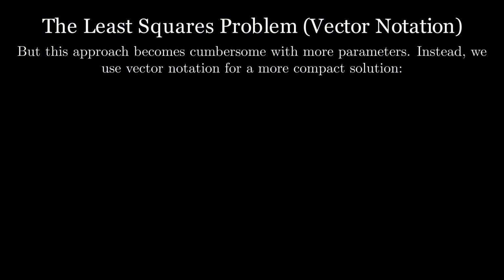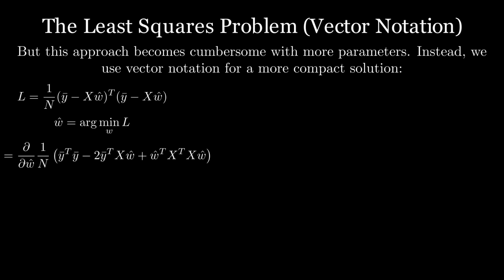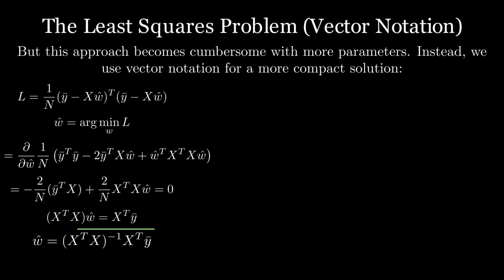What we do is we use a shorthand using vector notation. This gives us a much cleaner and compact solution. Using the vector notation, instead of having all omegas as separate variables, we just place them into a single vector. Following the same rules of derivation, we come to the solution x transpose x into omega hat equals x transpose y. Solving for omega hat, the solution becomes x transpose x inverse into x transpose y, and that's our closed form solution.